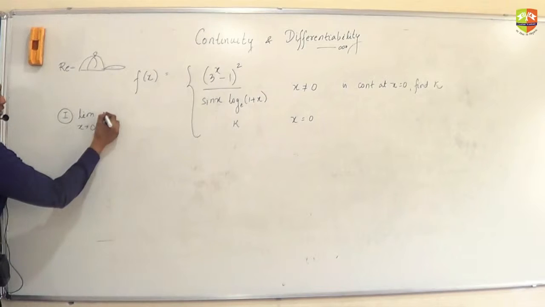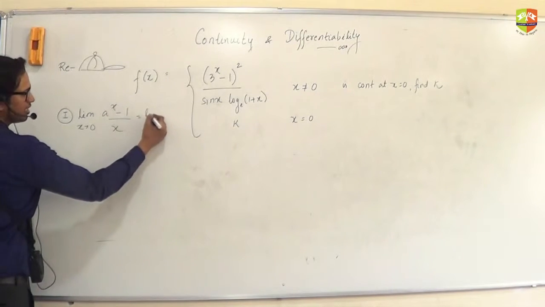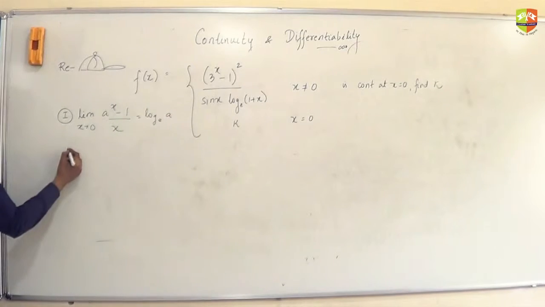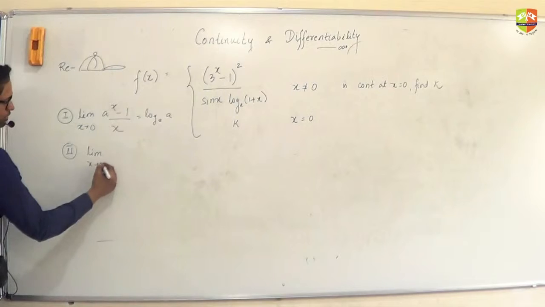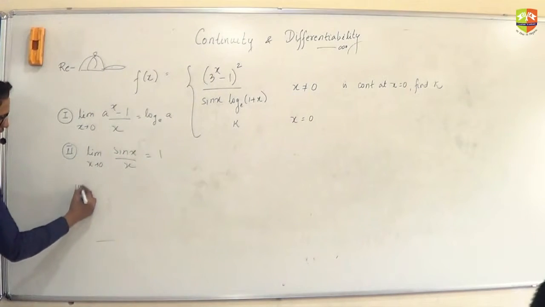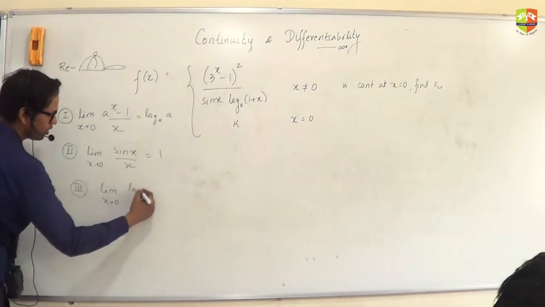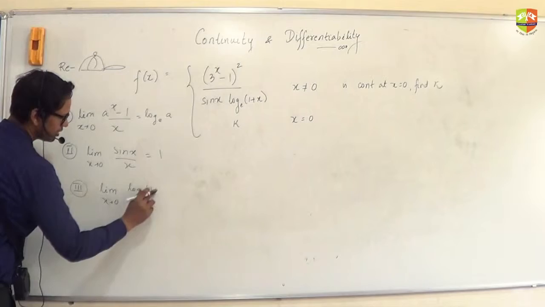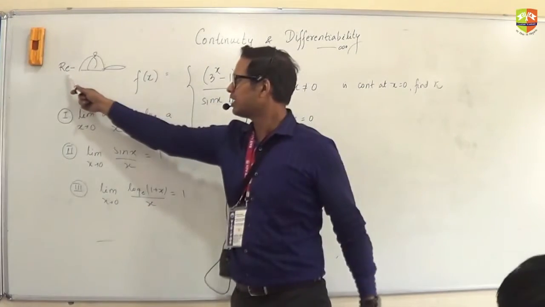Limit x tending to 0, a to the power x minus 1 by x. What is it? Log of a. Second, limit x tending to 0, sin x by x, is 1. Third one, limit x tending to 0, ln of 1 plus x by x. What is that? 1. Quick recap.